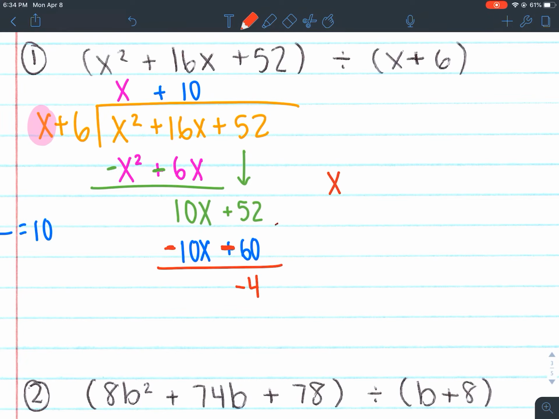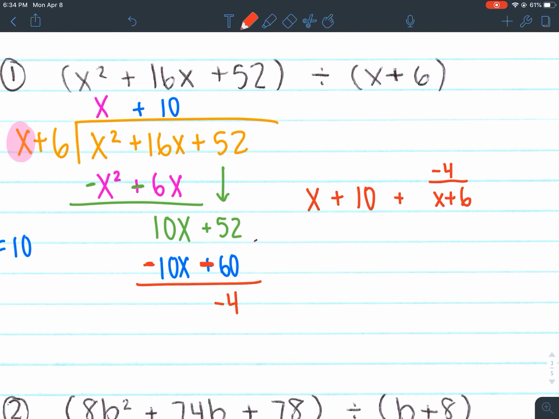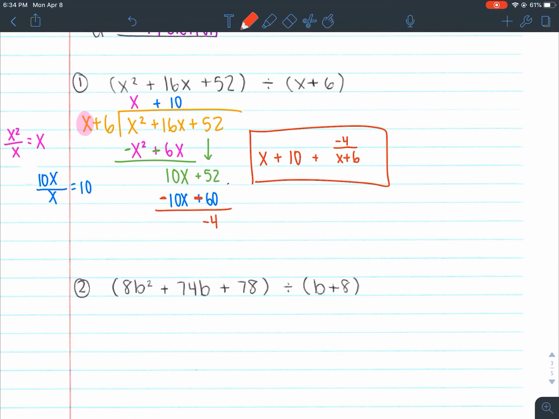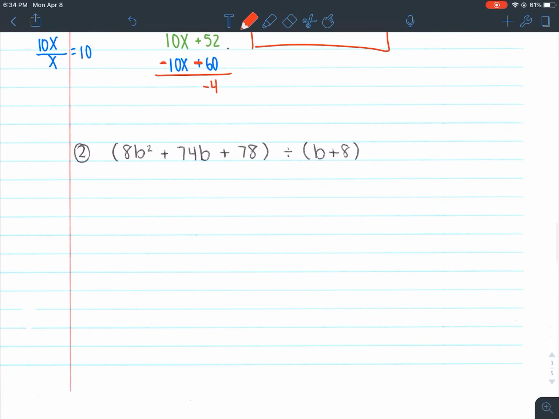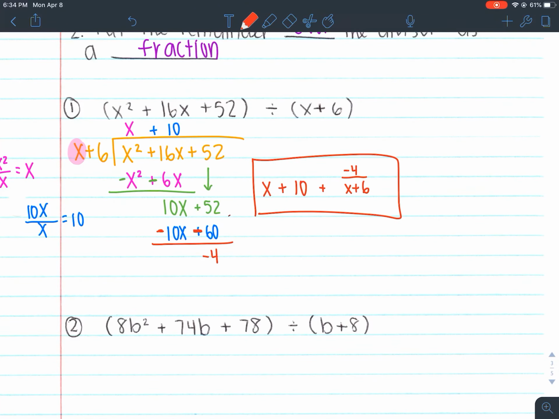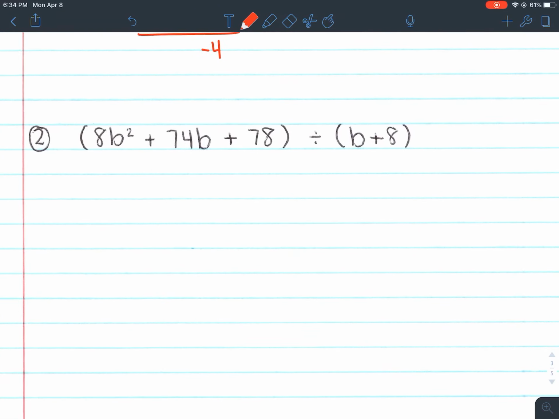So my quotient here, so far I have x plus 10, but I also have my remainder. And I'm going to add it on, and that's going to be my remainder over my divisor, which is x plus 6. Just like in the first problem, right? We had 4 as our remainder, 8 was our divisor, so we did 4 over 8. So this would be our final answer. Okay? So that's the only thing you do different, is that you continue to do the same thing, but once you get your remainder, put it over your divisor.